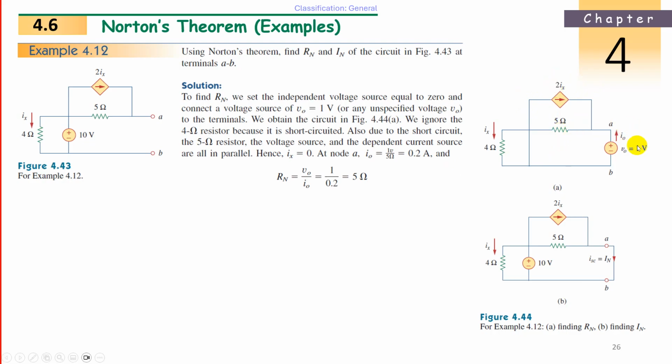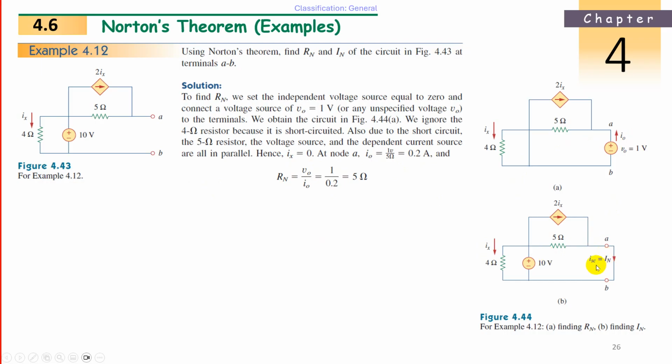I0 is nothing but V divided by R, that is 1 volt divided by 5 ohms. So that is 0.2 amperes. We got I0. Now what is Rn? V0, which we gave as 1 volt, divided by I0 is nothing but your Rn. V0 divided by I0, 1 by 0.2, is 5 ohms. So we got 5 ohms as the Rn.